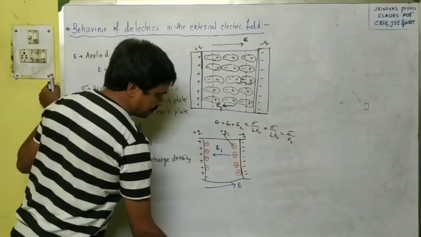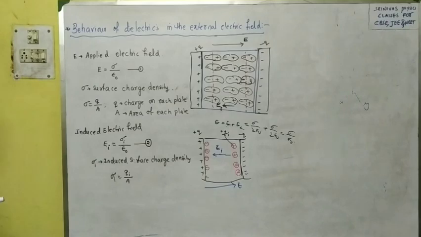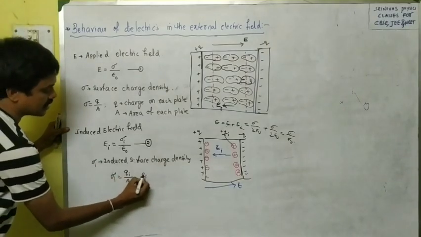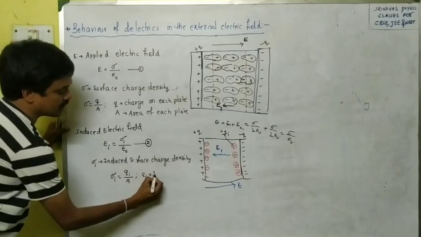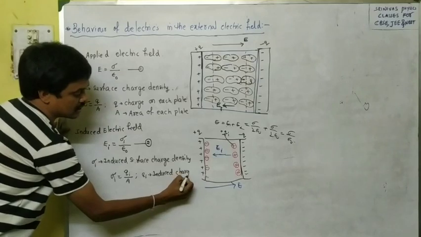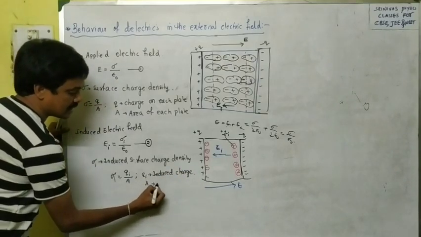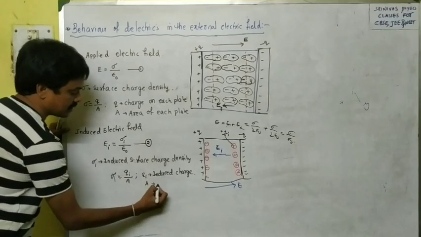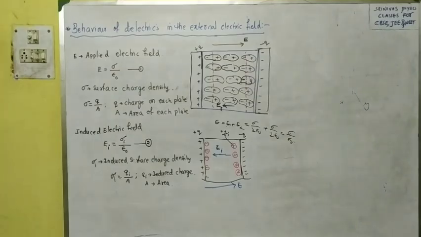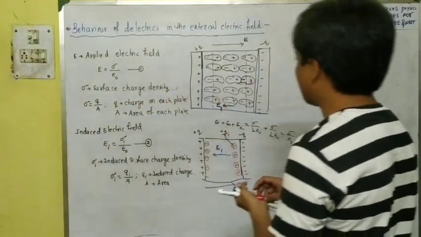And now let us see, Qi is what here? Qi is the induced charge in the dielectric, and A is the area of each plate. Now let us see, I want to find out the net electric field.